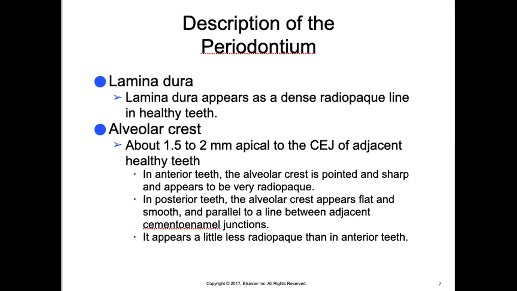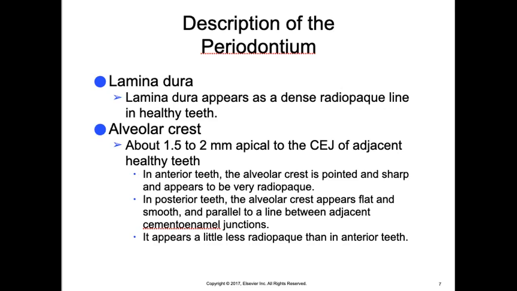So talking about the different parts of the periodontium, remember periodontium means the supporting tissues of the teeth, like the gums and the bone. And one of these parts is called the lamina dura. This appears as a dense radiopaque line in healthy teeth.